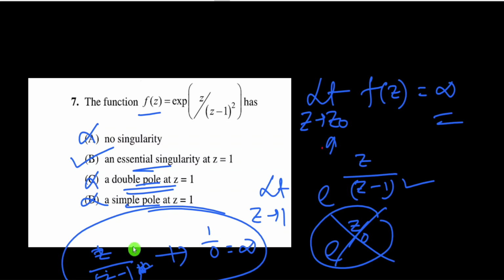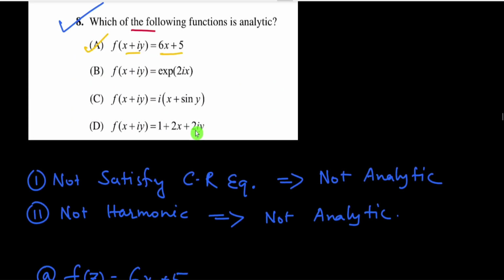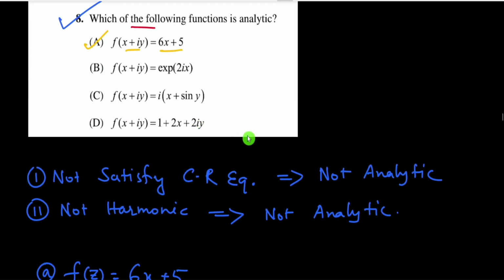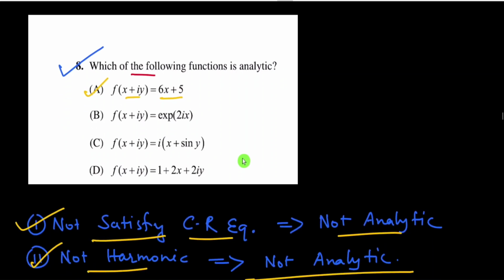Now, next question, question number 8. Question number 8 says: which of the following functions is analytic? f(x+iy), that is f(z) equal to 6x plus 5. Now to check whether a function is not analytic, we have to check the following. If a function does not satisfy the CR equations, then the function is not analytic. If a function is not harmonic, then it is not analytic. These two conditions. Now first we go to option A.